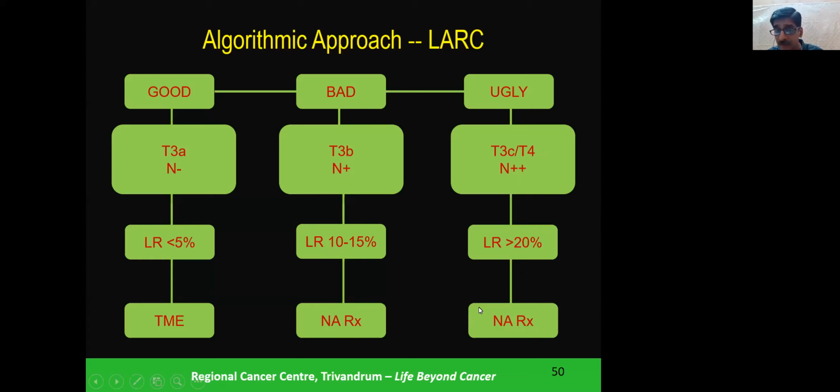This particular group can go for short course RT and then operate, whereas the other group has to go for a long course chemo RT. So this is the way I would like to put it. The locally advanced rectal cancers, you have to divide into good, bad, and the ugly.